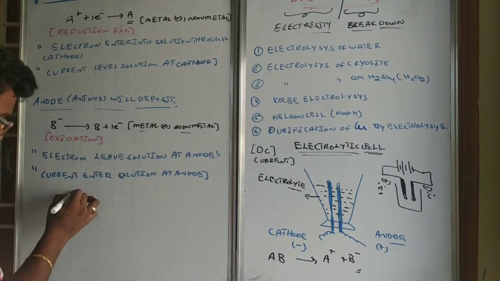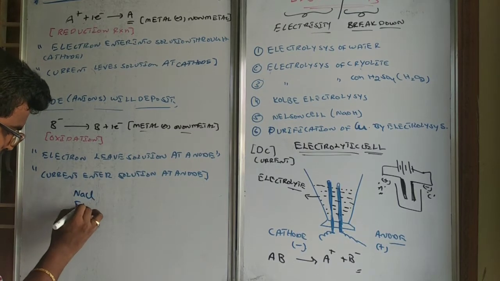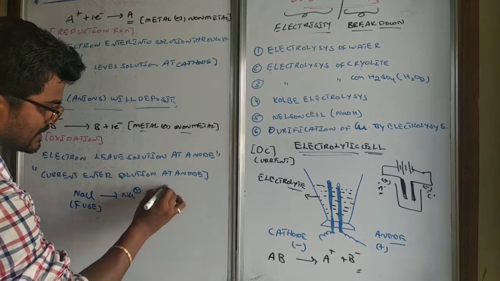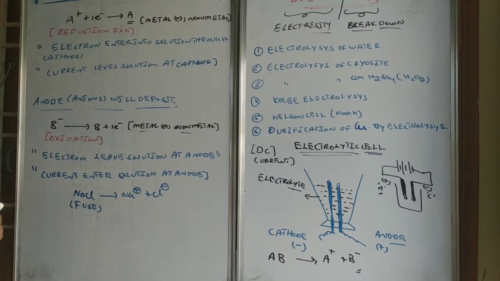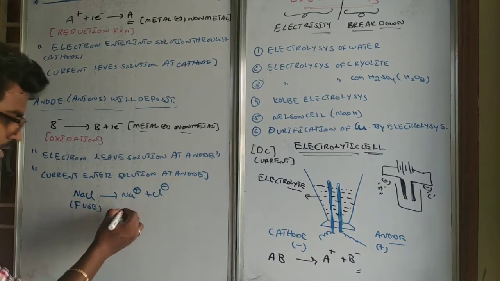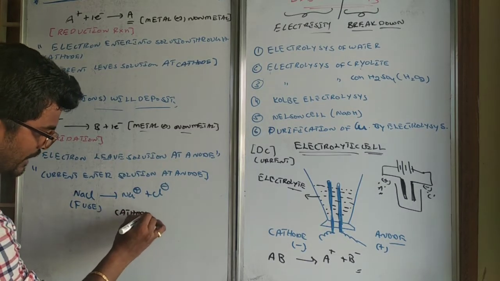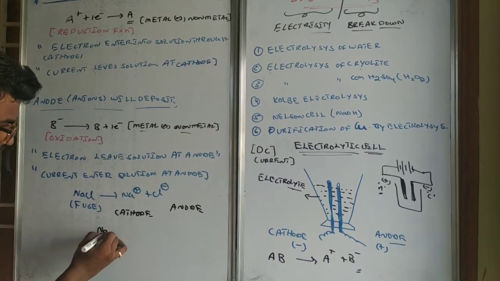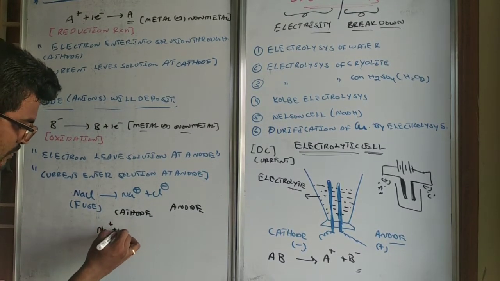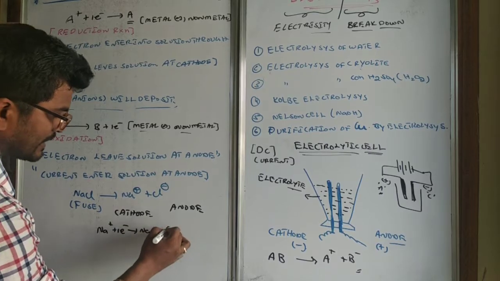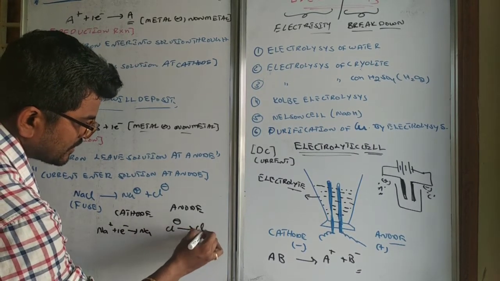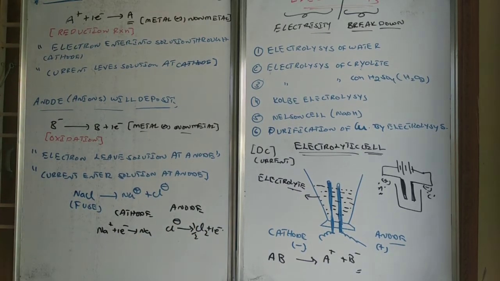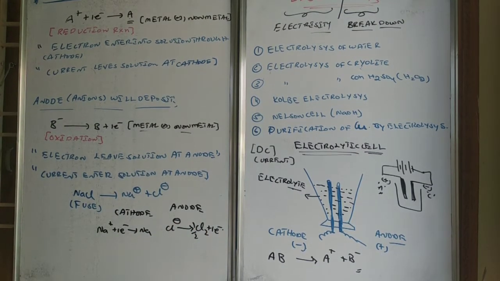Let me tell you some examples. NaCl fused, what ions are there? Na+ and Cl-. Which comes to cathode and which comes to anode? Na+ will go to the cathode, Cl- will go to the anode. And what reaction can you expect? Na+ + e- gives Na, Cl- gives 1/2 Cl2 + 1 e-. Like this, we can understand this.